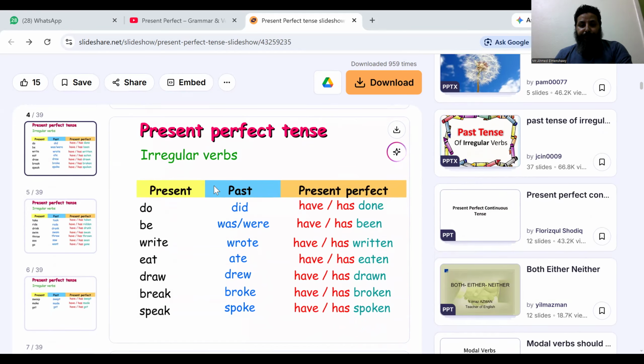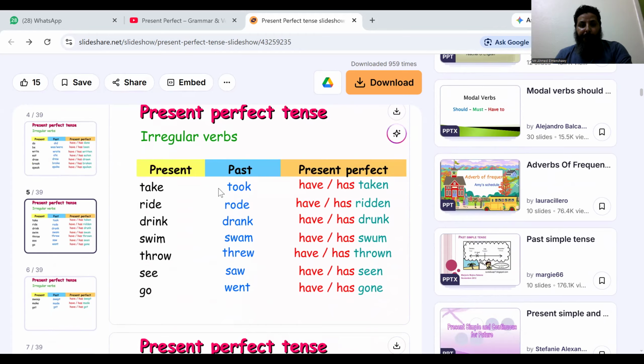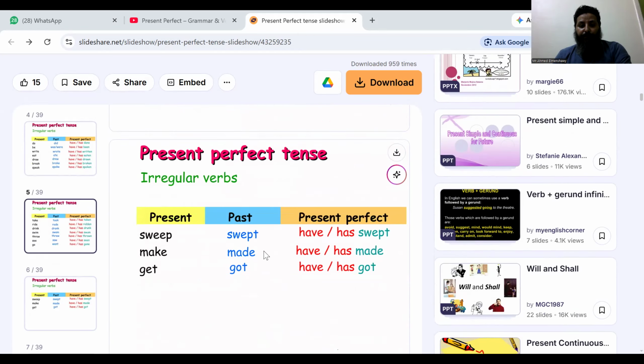Boys, remember that we use has or have plus the past participle to form the present perfect. For example, has or have done, has or have been, has or have written, and so on. Remember, boys, that we have irregular verbs such as take, and the past participle of take, not taked, taken; ride, rode, ridden; drink, drank, drunk; swim, swam, swum; throw, threw, thrown, and so on.